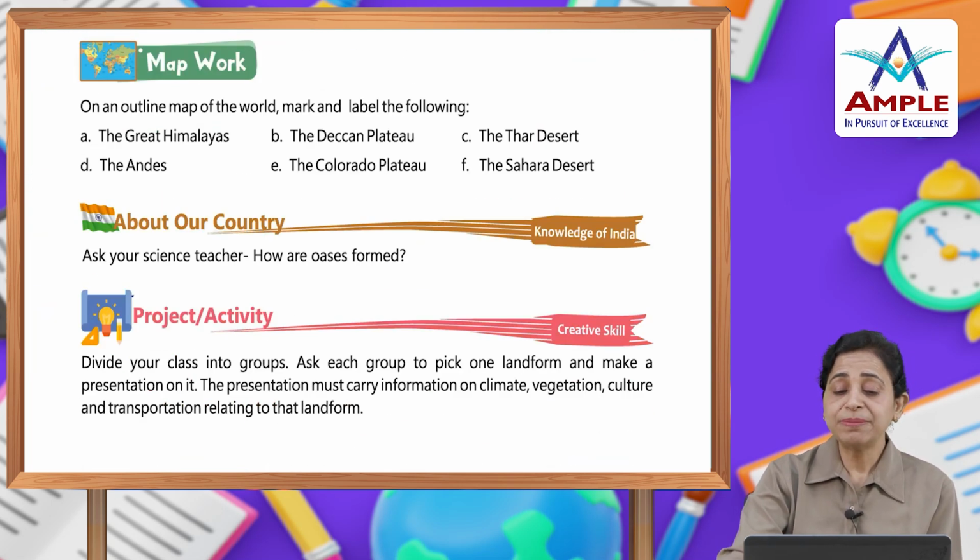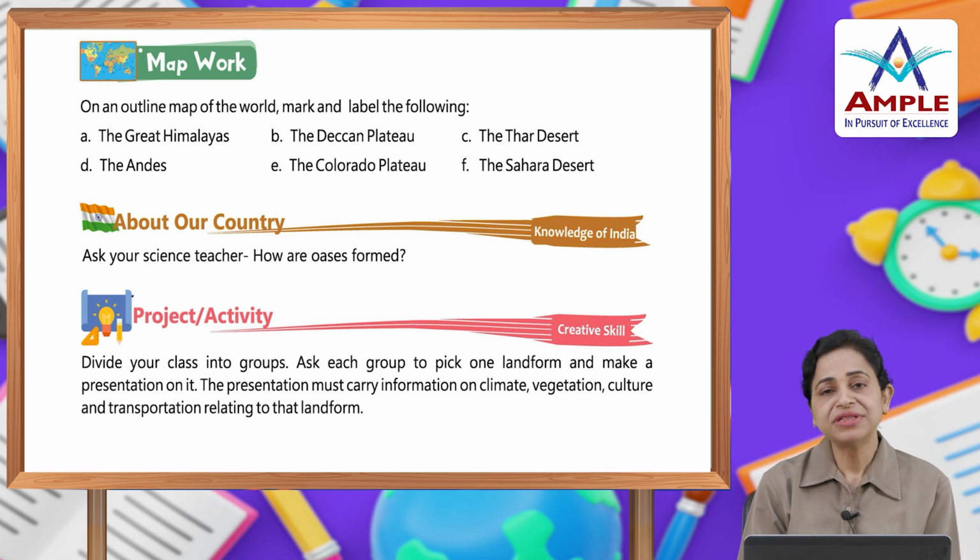On an outline map of the world, mark and label the following. About our country. Ask your science teacher how oases are formed. And project activity. Divide your class into groups. Ask each group to pick one landform and make a presentation on it. The presentation must carry information on climate, vegetation, culture and transportation relating to that landform. While doing this, have fun बच्चों. Enjoy.